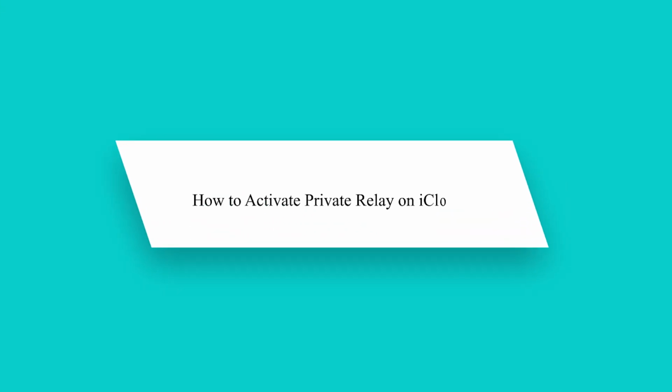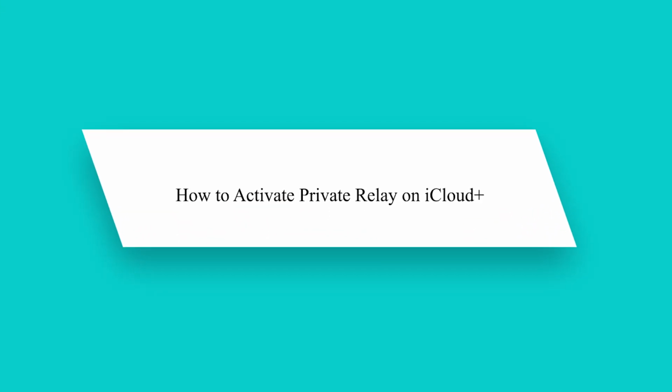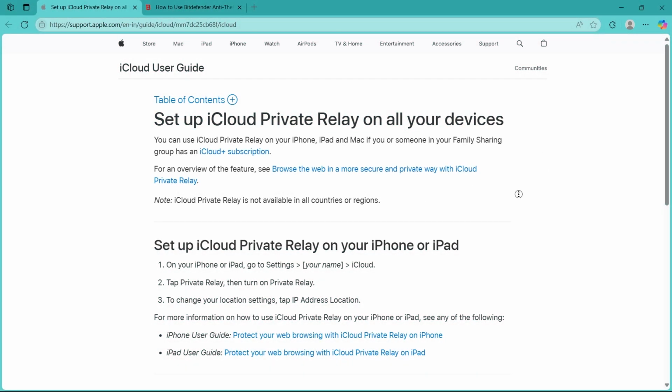Hey guys, Private Relay is a privacy feature included with the iCloud Plus that hides your IP address and encrypts your Safari browsing traffic. It helps prevent websites and network providers from tracking you. And here's how you can activate Private Relay on your Apple devices step by step.